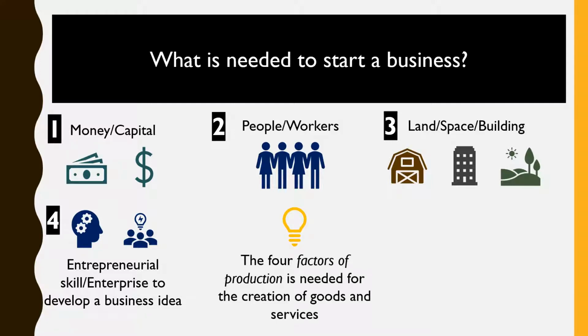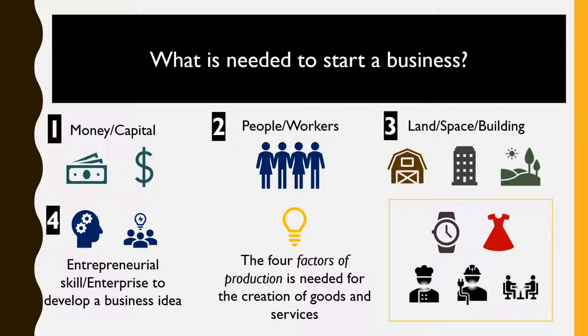So these four important criteria that we've mentioned, money, people, land, and enterprise or entrepreneurial skill, make up the four factors of production, which is needed to create a particular good or a service. What do I mean by a good or a service? Basically, a good or a service depends on the types of things that you're going to create.